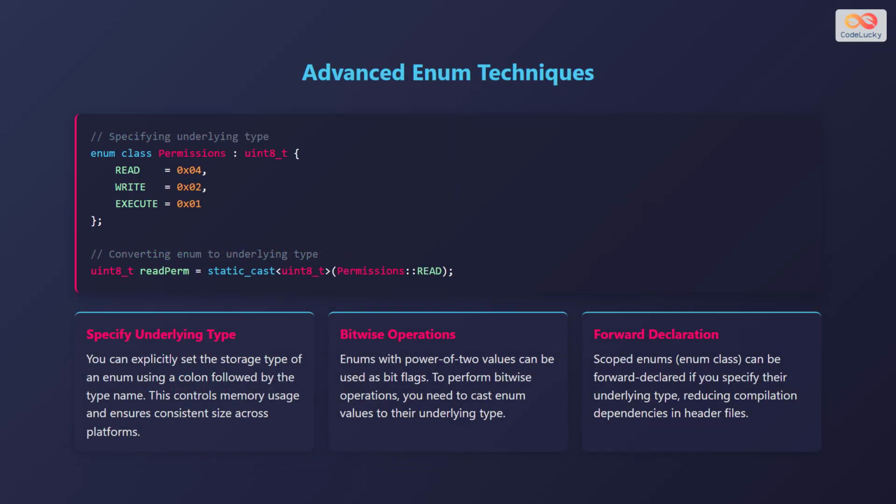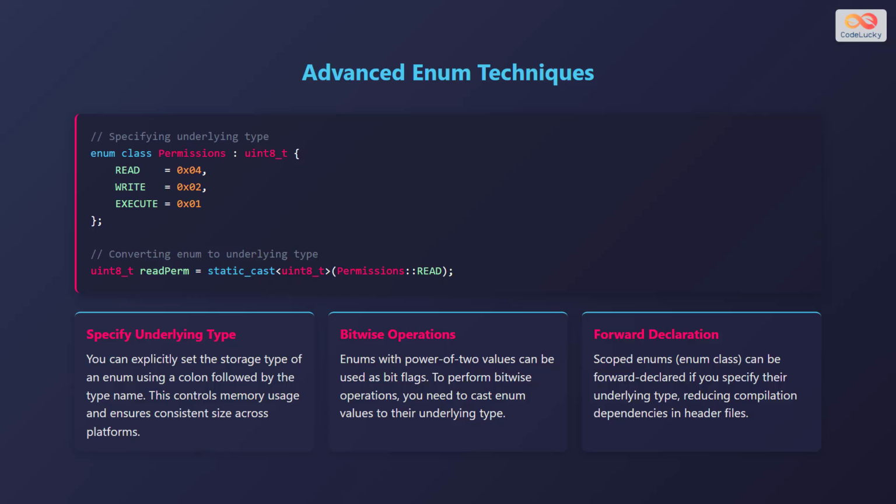You can explicitly set the storage type of an enum using a colon followed by the type name. This controls memory usage and ensures consistent size across platforms. Enums with power of 2 values can be used as bit flags. To perform bitwise operations, you need to cast enum values to their underlying type.